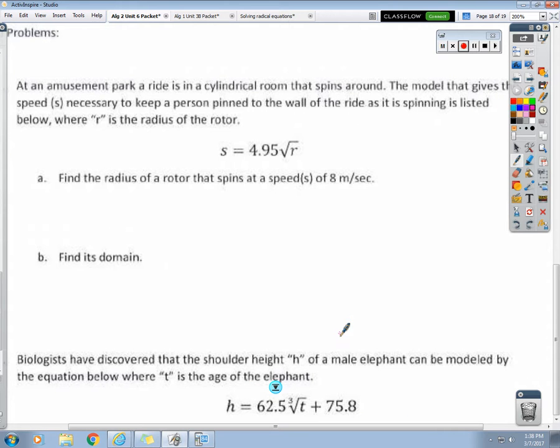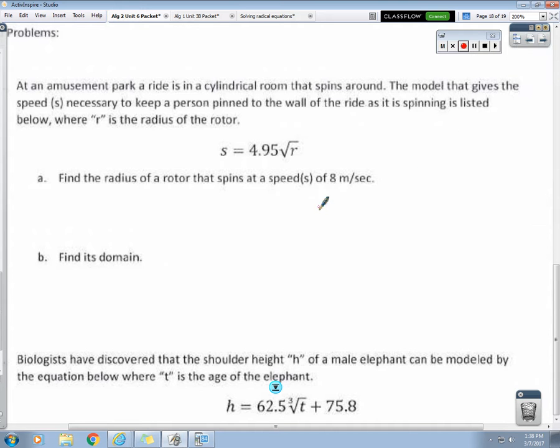Okay, first problem. At an amusement park, a ride is in a cylindrical room that spins around. So I'm sure some of you have ridden something like this before. Cylindrical means shaped like a can. Okay, and you get up against the wall and it spins you. So that's what we're talking about here.